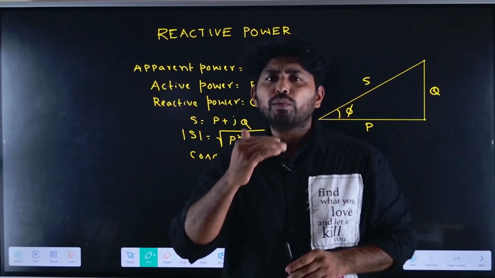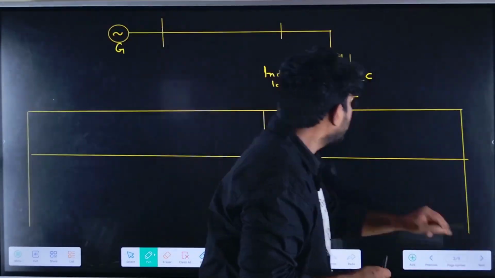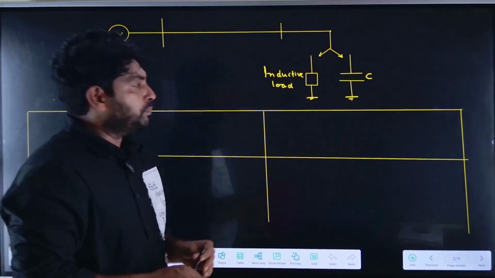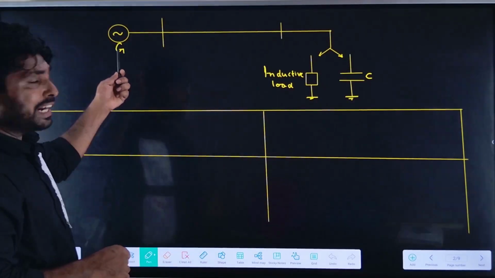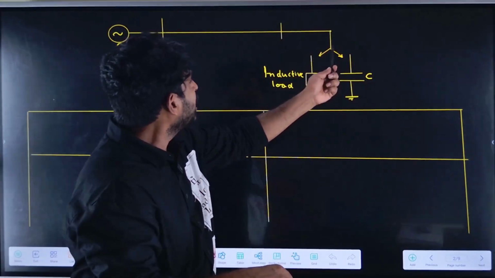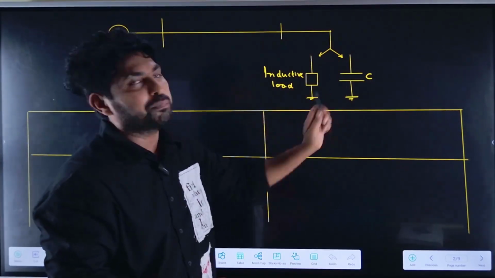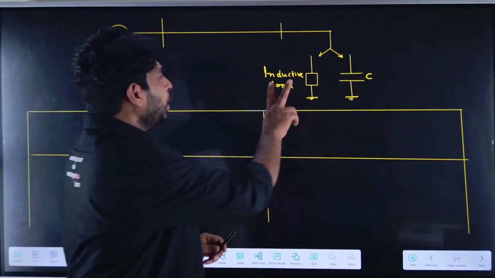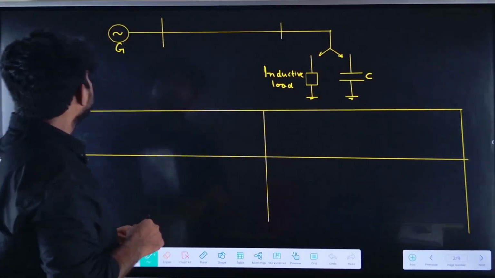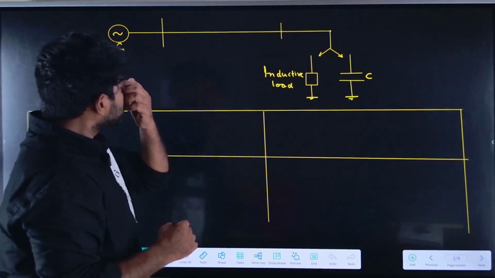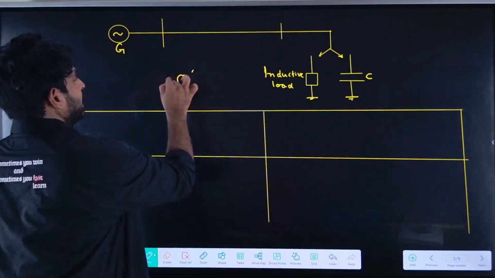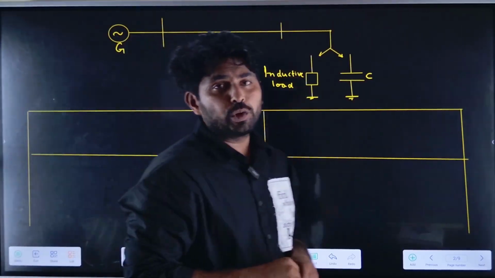Now, beyond this, let me take the single line diagram of the power system. It has the generator. It has the transmission line. Assume that it is a transmission line. We have the inductive load and capacitance here. Two loads are there, inductive load and capacitive load. Assume that. Now what we will do here is find the reactive power polarity.